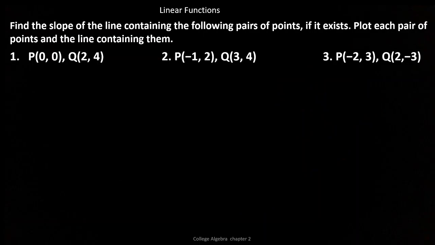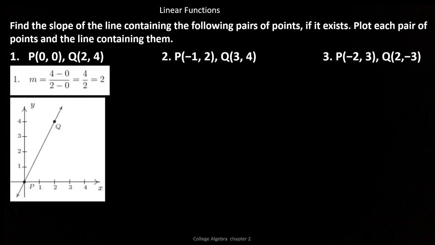So to find the slope, that's the formula we use, right? So remember, we have to name these. You call this x1, y1 if you want to. You could call this x2, y2. So the slope is y2 minus y1 over x2 minus x1. And so in this case, 4 minus 0 over 2 minus 0. So the slope is 2.